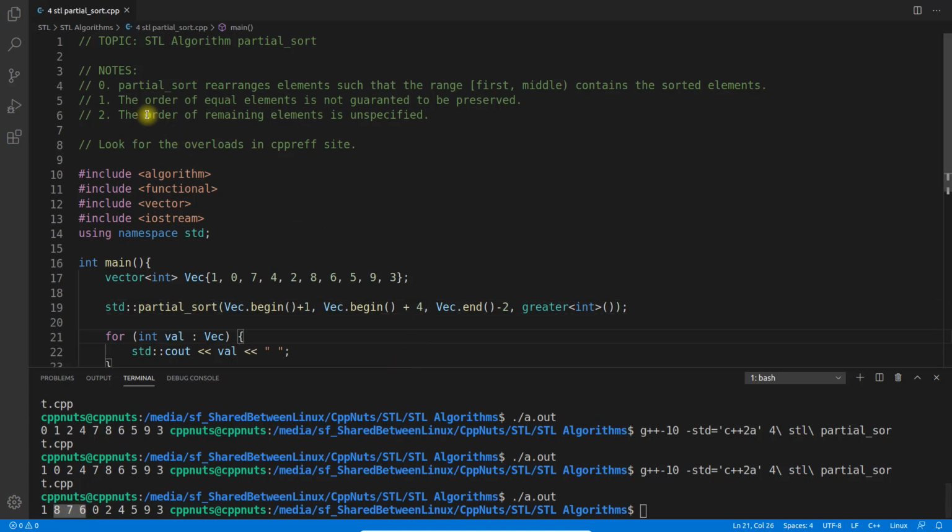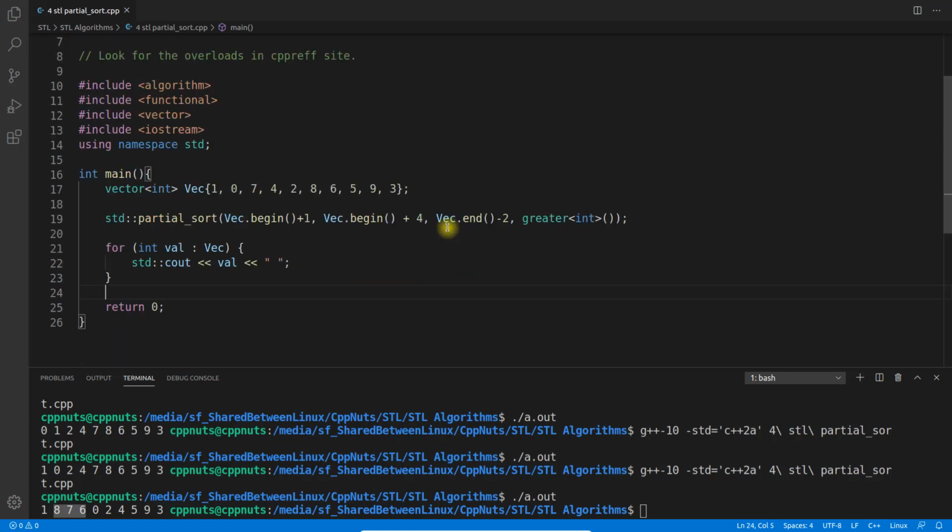Okay, so we did not complete these notes here. The order of equal elements is not guaranteed to be preserved. Meaning, if there are similar elements, like there are 2 or 3 zeros placed here and there, then the order of those zeros is not fixed. I can pick this zero and place it somewhere, or I can pick that zero and place it there. It's not fixed which zero I will take. So if there are multiple duplicate elements, there is no guarantee. Another point is that the order of the remaining elements is unspecified. That's what I said. If you are sorting this much only, then whatever the other elements are, their position is not defined.